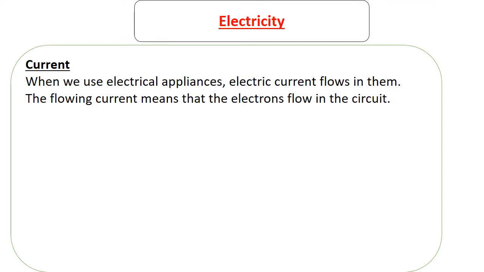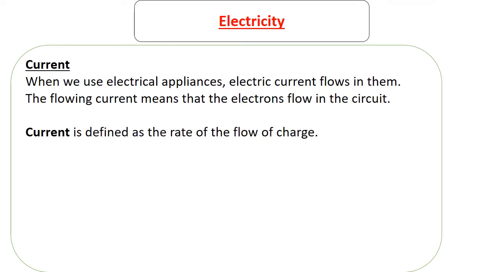From now onwards, I'll be using an analogy for you to understand the behavior of current, and the analogy is water in a pipe. You should think of current as water that is moving in a pipe, or if you want, in a stream. So in short, current is defined as the rate of the flow of charge.